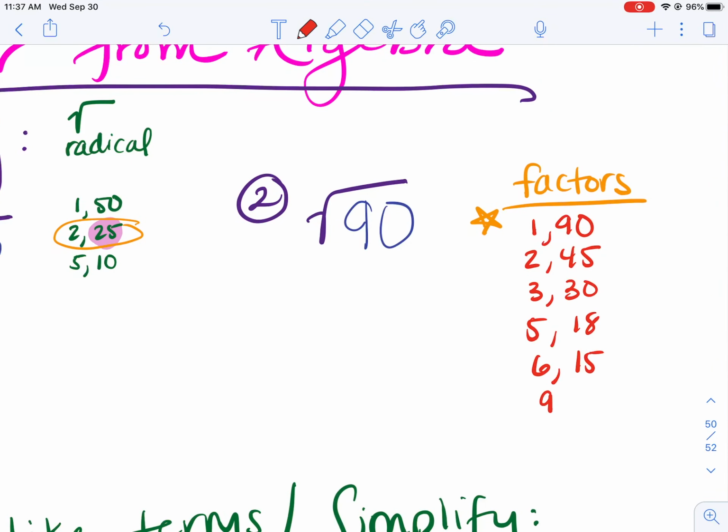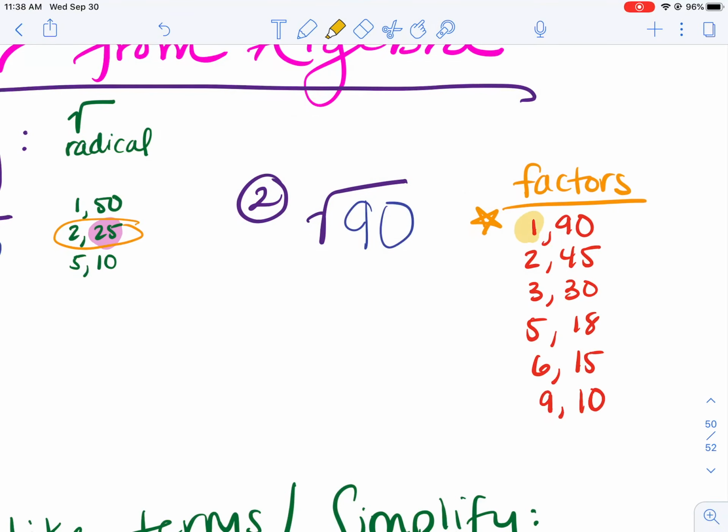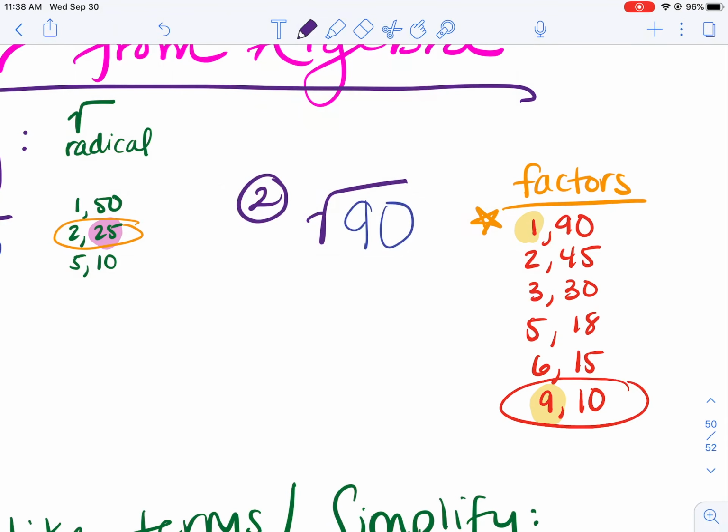So if we look through these factors, which one of these is the largest perfect square? 1 is a perfect square, but the only other one that's a perfect square is 9. So we're going to use this 9 and 10. I'm going to split this up: the square root of 9 times the square root of 10. So the square root of 9 is 3, so we get 3 square root of 10.